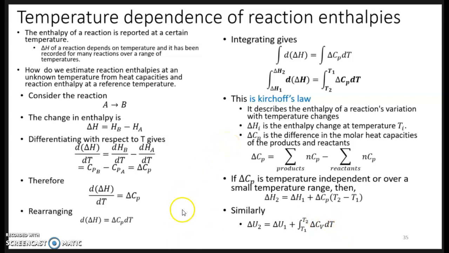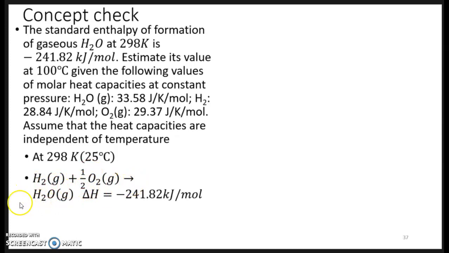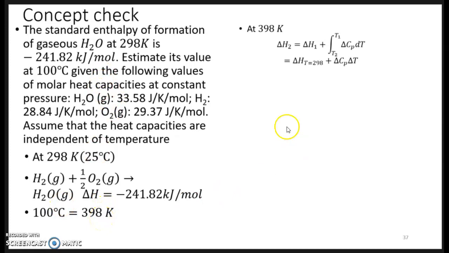Okay, so a quick example. The standard enthalpy of formation for gaseous H2O at 298 K is minus 241.82 kJ/mol. Estimate its value at 100 degrees centigrade, given the following values of molar heat capacity at constant pressure, and assume that the heat capacities are independent of temperature. So we have our reaction H2 plus half O2 going to H2O, and from the question, delta H is minus 241.82. We are to determine the reaction enthalpy at 100 degrees Celsius, which is 373 K.